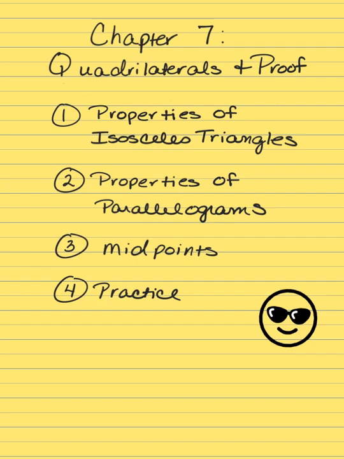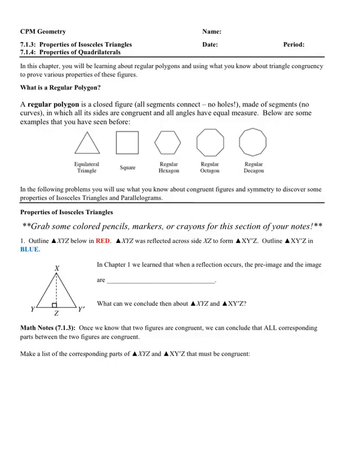So let's get started. Once again, in this chapter, we will be using what we know about triangle congruency to prove various properties about polygons, specifically quadrilaterals. Let's just review what we learned about regular polygons in Chapter 8. A regular polygon is a closed figure, meaning it has no holes. All of the sides connect, and it's made up of segments, meaning no curves, in which all of the sides are congruent and all of the angles have equal measure. And I've included some examples there of regular polygons you have seen before.